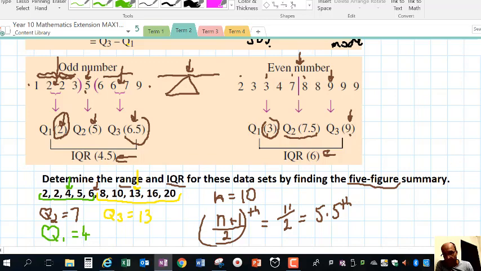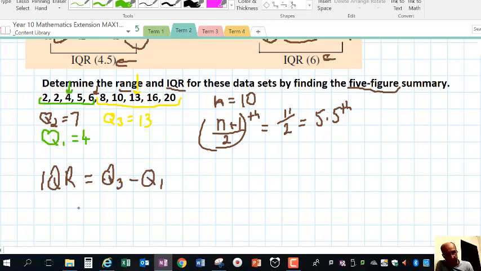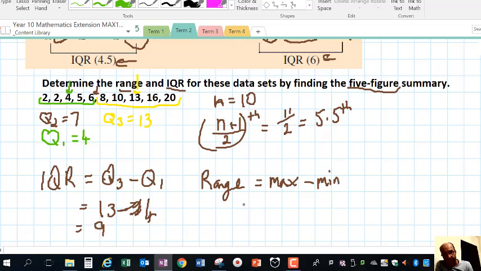So now we go to the IQR. IQR is Q3 minus Q1, the upper quartile minus the lower quartile, and basically that's 13 take 7. Oops, no, 13 take 4. Looked at the wrong digit. 13 take 4, which is 9. And that's the IQR. The range is the biggest value minus the smallest value. So the range is max value minus the min value, and that would be 20 take 2, which is 18.